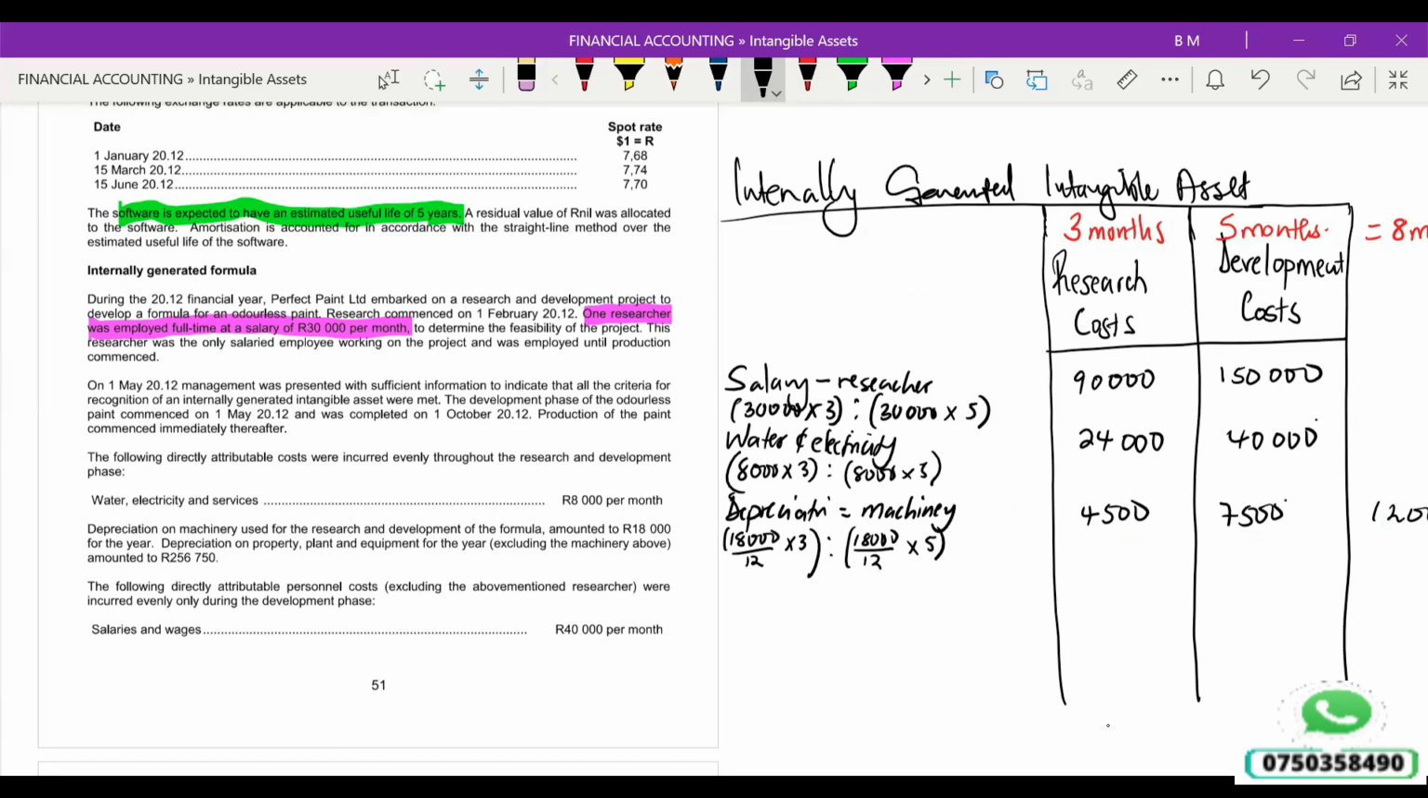Then, lastly, they said the following directly attributable personnel costs were incurred evenly only during the development phase. So we also have salaries, right? But it's 40,000 times 5 for the development phase only. How much do we get? 200,000.